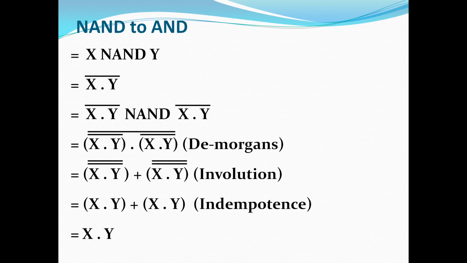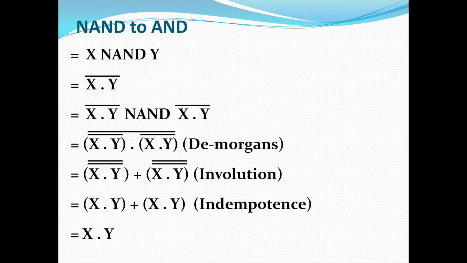Then we have to reduce the operation. To reduce it, we apply De Morgan's theorem. When you apply De Morgan's theorem, it will be (x dot y) double dash plus (x dot y) double dash is the operation.